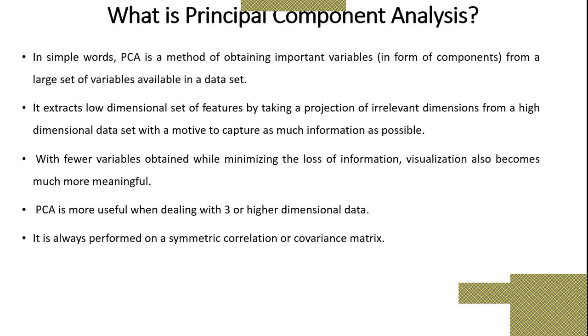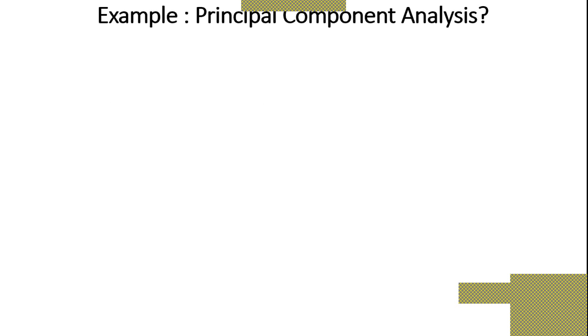So we will see what the covariance and the correlation matrix are. This means the matrix should be numeric and have standardized data. Let us consider one example.